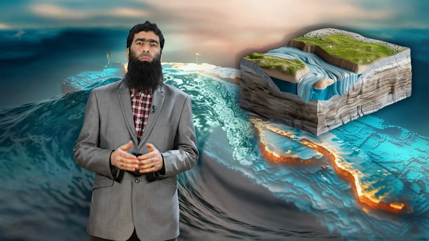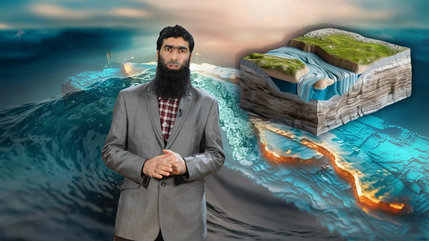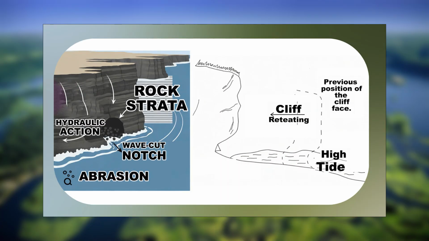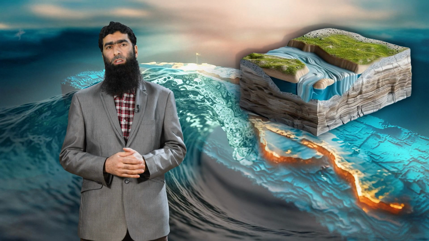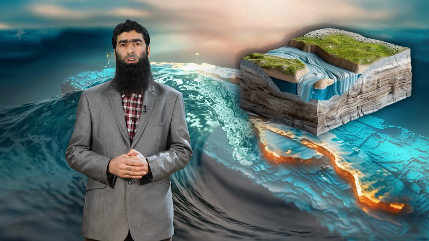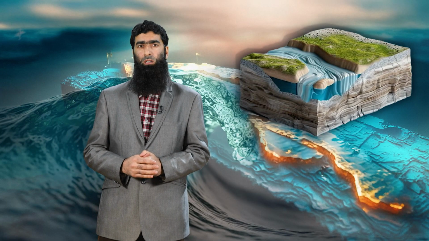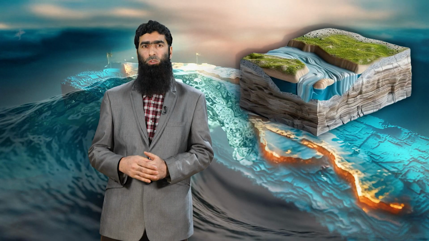Hydraulic action and abrasion are the main processes forming the sea cliff. As the waves hit the base of the cliff, an indentation known as a wave-cut notch is formed. This notch gradually grows inland, rendering the upper portion of the cliff fragile and hanging. Finally, as the notch widens, the hanging rocks lose support and fall. This collapse or fall retreats the cliff landwards over time.